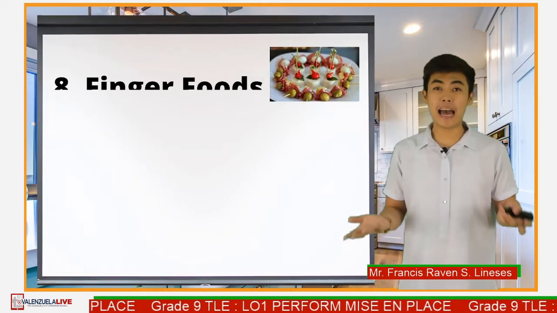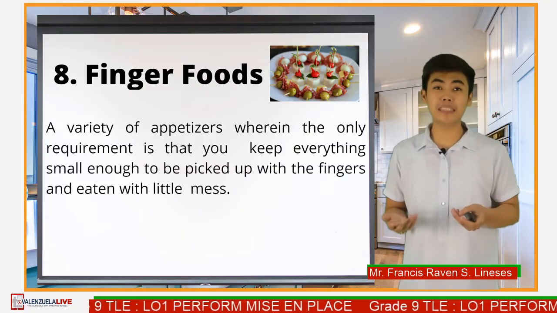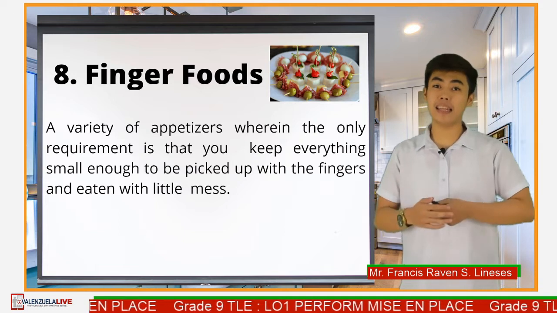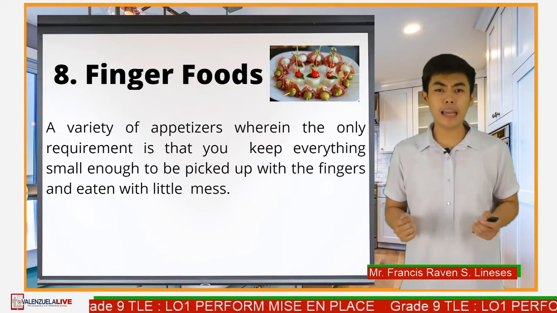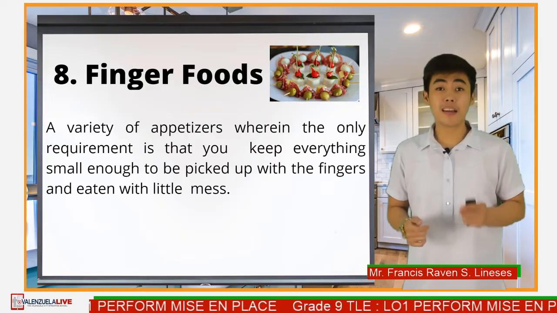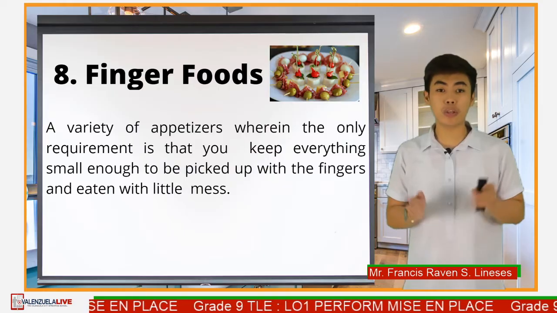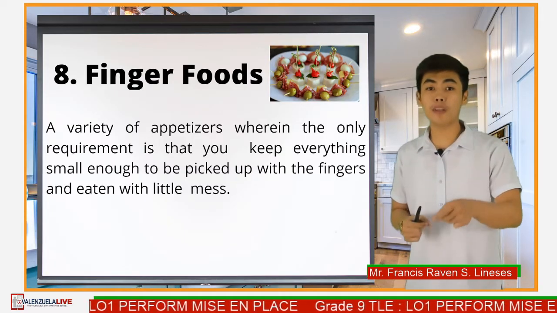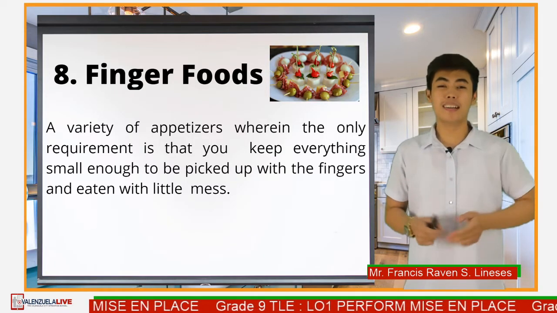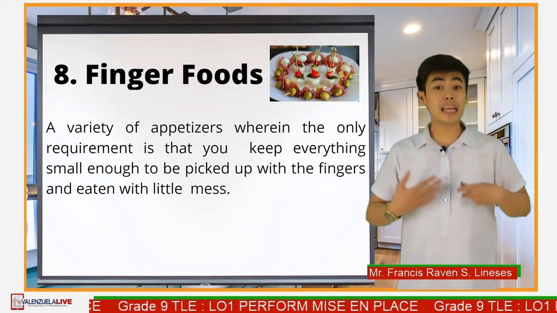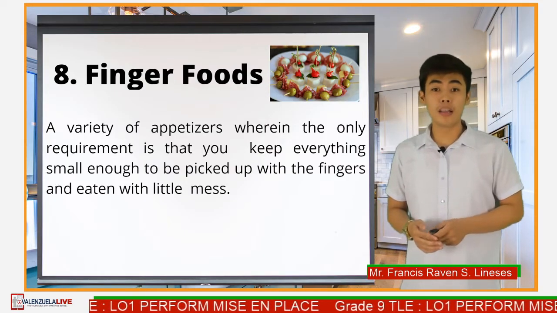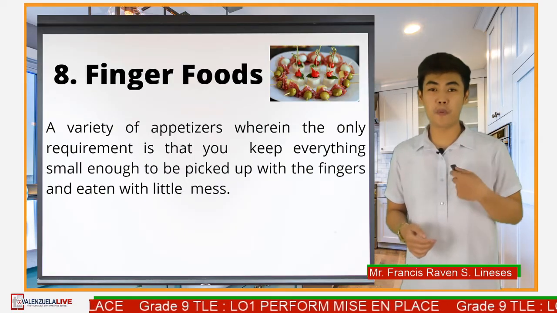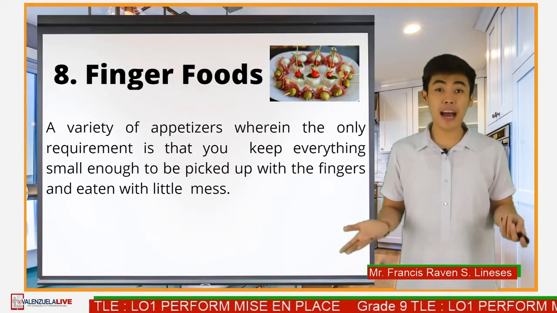So on the last appetizer, we have the finger foods. It is also called anything smaller. It is a variety of appetizer wherein the only requirement is that you keep everything small enough to be picked up with the fingers and eaten with little mess. It is an individual portion of food small enough to consume without the use of silverware. Did you understand the lesson?